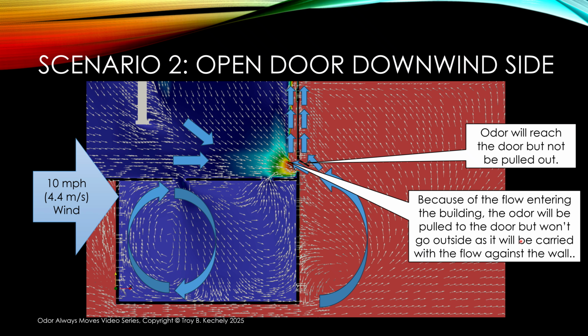Okay. Now, it is important to understand that this odor will be pulled to the door, but it won't be pulled out. I looked at the model. I basically had to set the concentration super low to see, and basically it would hit the door and it would stop. And that's because the flow coming in was carrying it with it. Okay, so there was too much velocity for it to come outside the door. So just something to keep in mind.